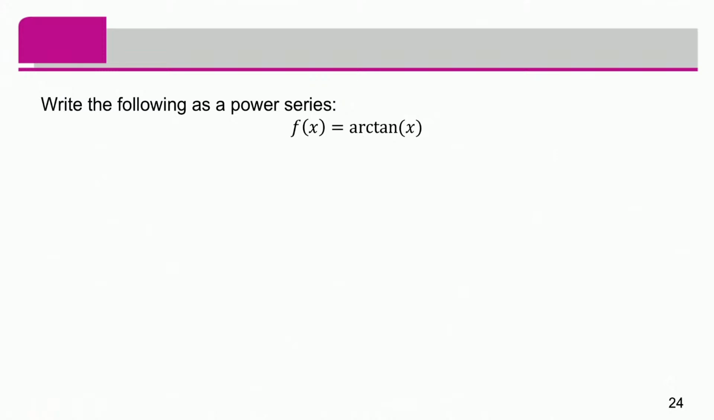Of course, you knew it was coming because of this, right? So anyway, let's do this one, arctan x. So what are we going to do? How are we going to do arctan x? Well, here's the deal: the arctan is equal to the antiderivative of 1 over 1 plus x squared.